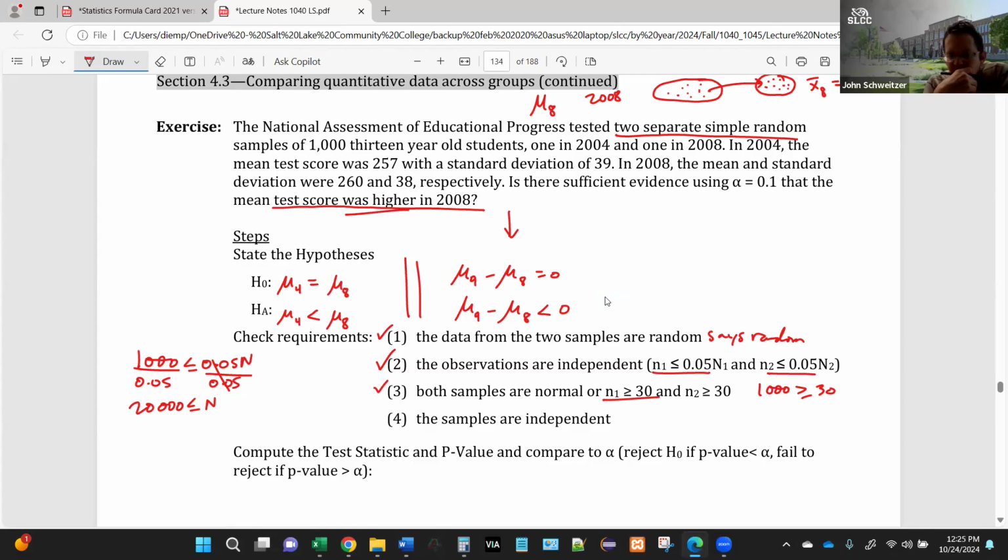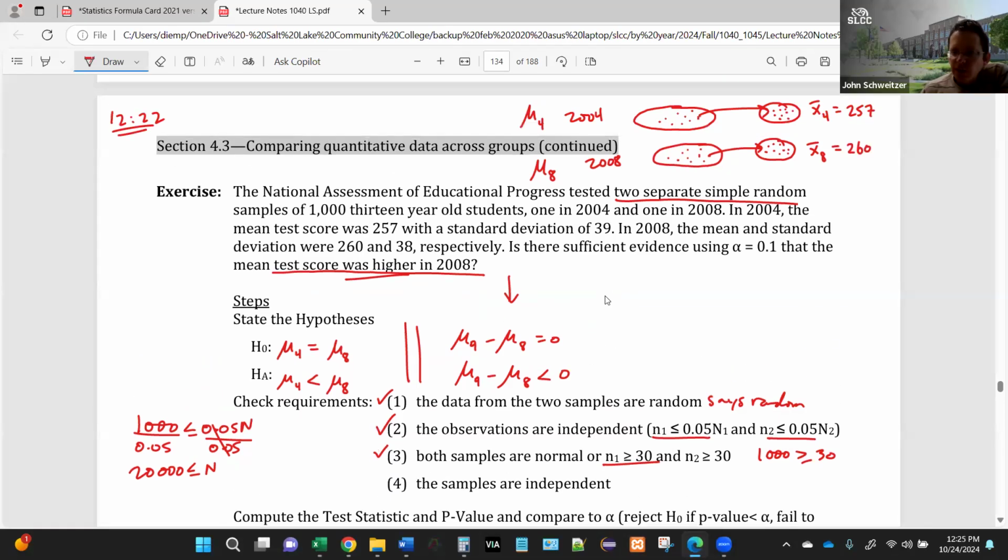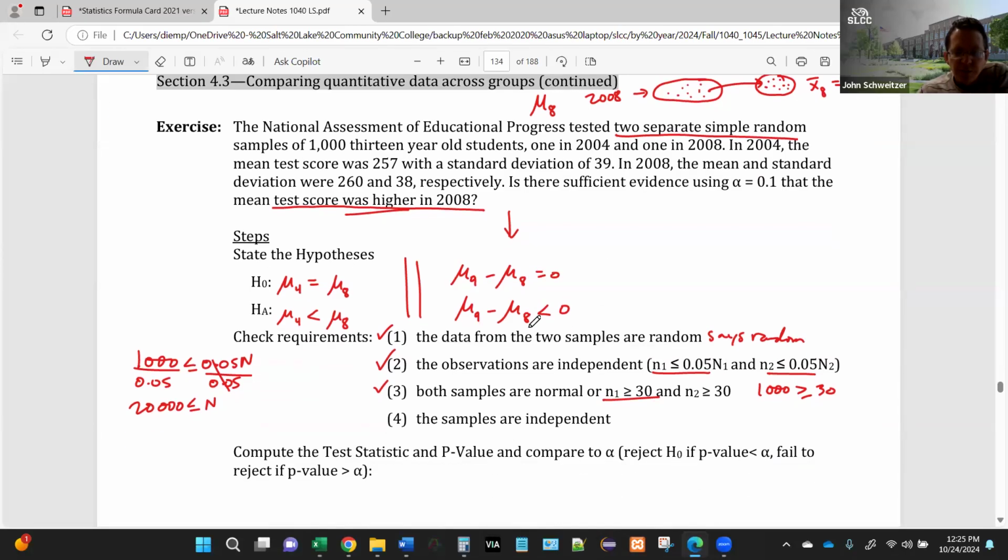Fourth, the samples are independent of each other. Well, yeah, if you were 13 in 2004, if you were in that cohort, you weren't 13 in 2008, right? So the people in the two populations are distinct and not overlapping, right? They're independent of each other. Okay.